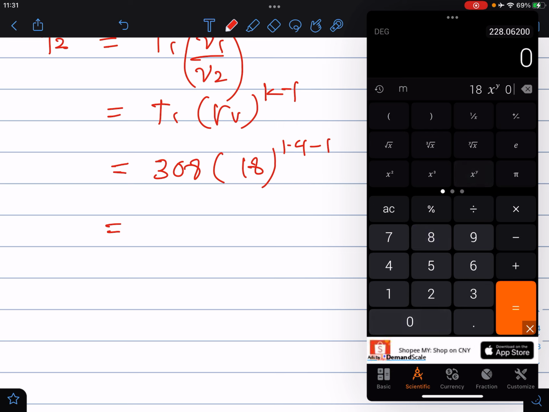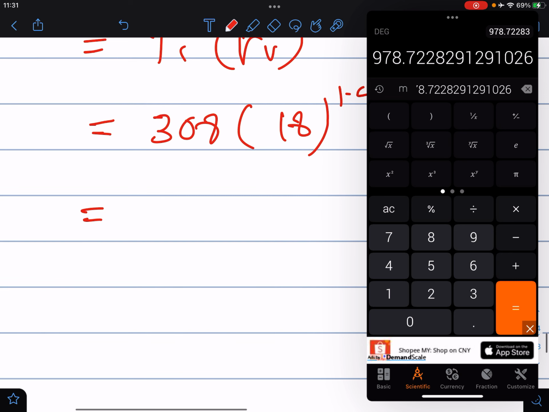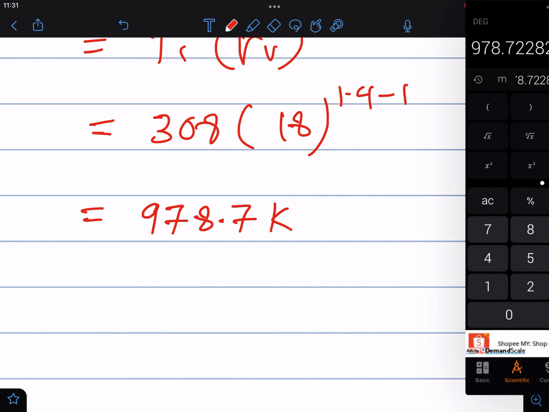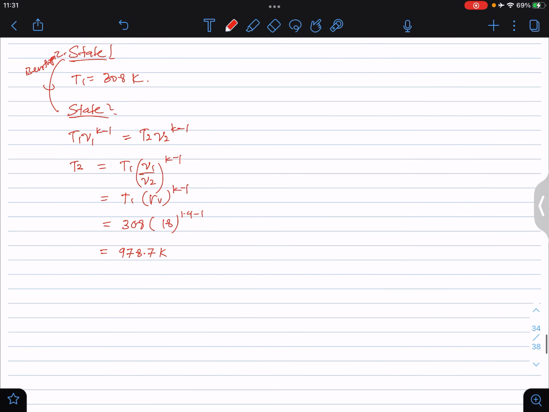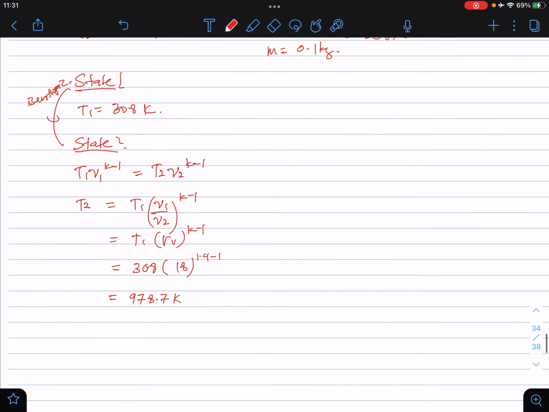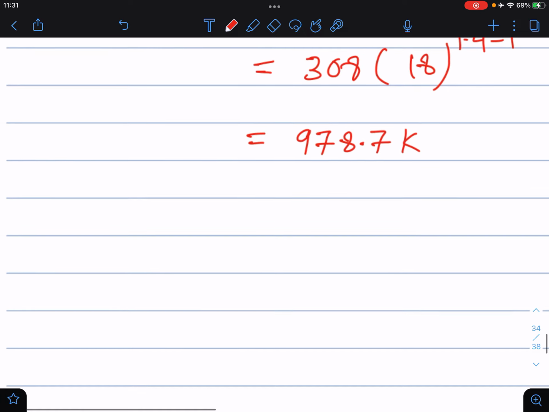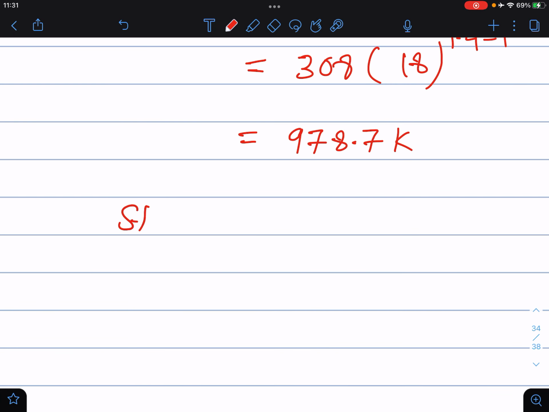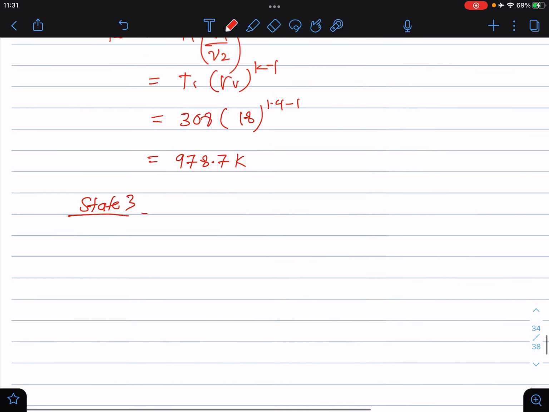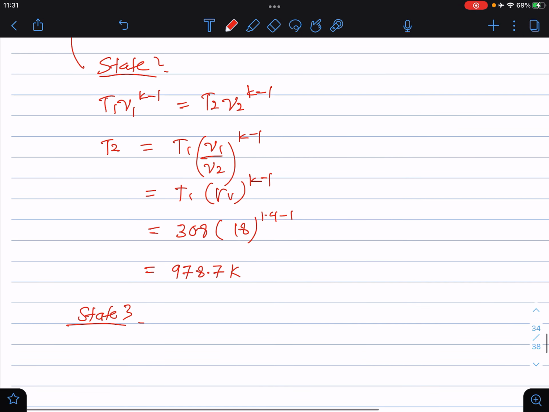Power of 0.4 multiply with 308. So you got here 978.7 Kelvin. Alright, so this is your T2, and then we need to find your T3, state 3. So in order to find state 3, look back the process from 2 to 3, what is the process?